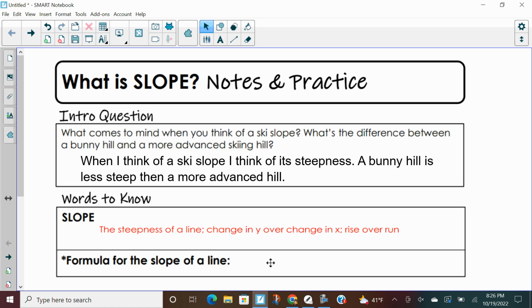A formula, which we haven't really talked about yet, to finding slope is m, which is the letter we use for slope. We take the second y coordinate minus the first y coordinate over the second x coordinate minus the first x coordinate. And when you're doing this formula, it doesn't really matter which one you make y1 and y2 or x1 and x2 as long as you're consistent.